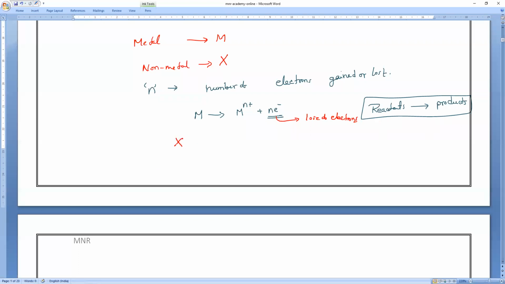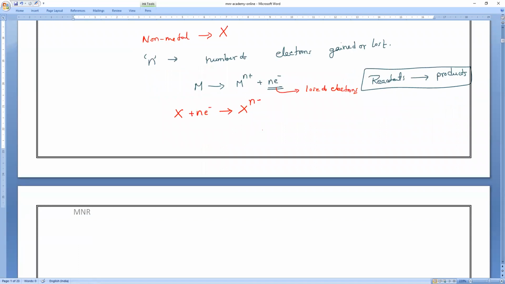Next, non-metal. Will the non-metal gain the electrons or lose the electrons? It will gain the electrons, so that it turns into a negative ion. Negative ion. Okay, all of you understand? Everybody understand how to represent a chemical reaction. Now, M n+ and dots indicating a bond. What is that bond, everybody?